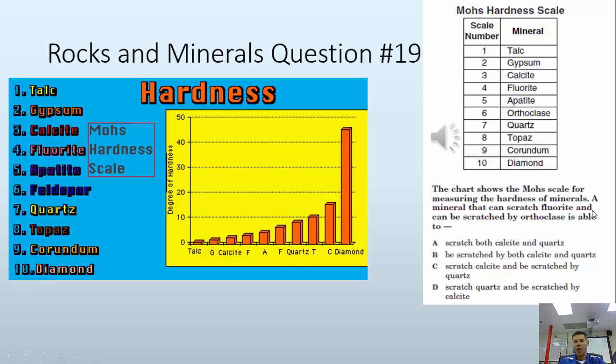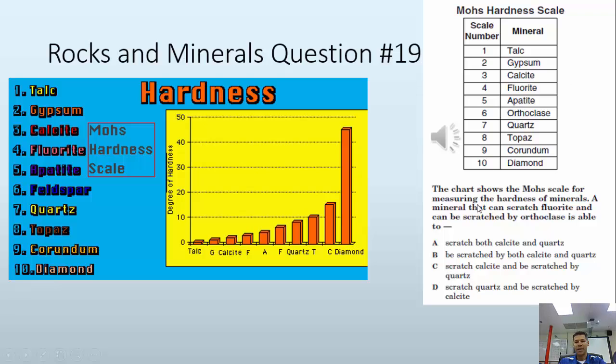Once you know the mineral they're talking about in this question is 5, apatite, you'll be able to answer the question. So, a mineral that can scratch fluorite and be scratched by orthoclase, apatite, is able to A, scratch both calcite and quartz. Can apatite scratch calcite? Yes, because apatite has a hardness of 5, calcite has a hardness of 3. Can apatite scratch quartz? No, because quartz is a harder mineral. Alright, so can apatite be scratched by both calcite and quartz? No, for the exact opposite reasons. Apatite could not be scratched by calcite because calcite's a softer mineral.